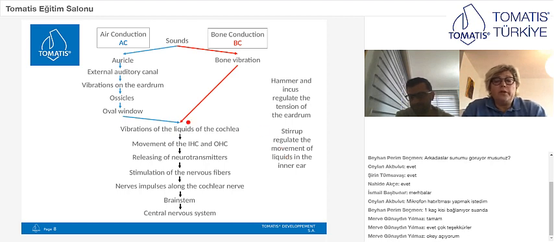So when we get to the inner ear, we're going to have vibrations of the liquids of the cochlea. There's going to be movements of the inner and outer hair cells. And then there's a releasing of neurotransmitters, stimulation of the nervous fibers, the nerve impulse along the cochlear nerve, then the brainstem, and then you get to the central nervous system.